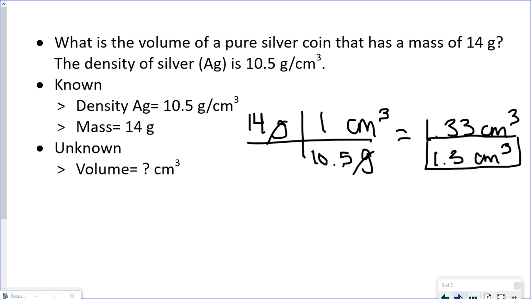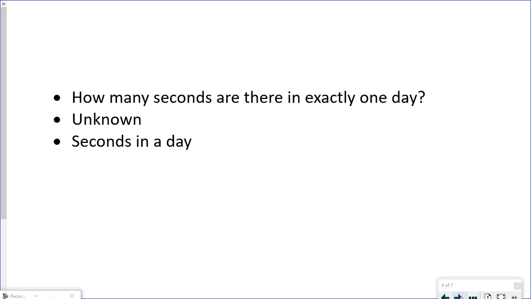Let's look at one more example. So sometimes you're going to come across problems that you don't necessarily know all of the conversions off the top of your head, but you want to be able to break it up into more manageable chunks and things that you do know. So we want to know how many seconds are there in exactly one day. This is not something that I know off the top of my head, but you can get there with different things you do know. So we have one day, and we ultimately want to figure out seconds.